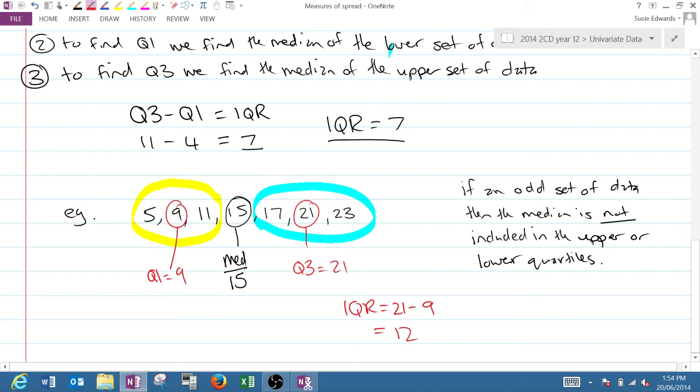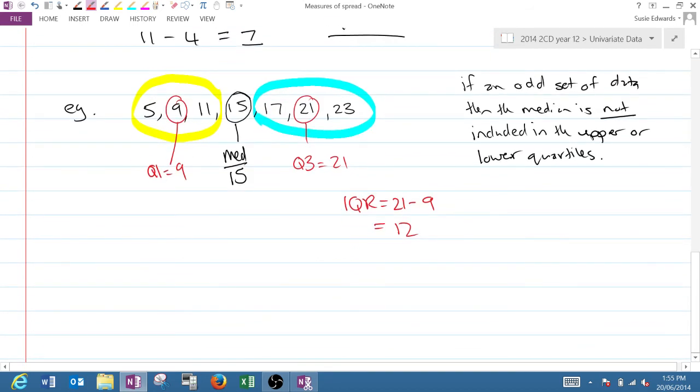Okay, last bit is box and whisker plots, so it's how we actually plot this stuff. So we won't use any more examples, we'll use the 2 examples we've got. Alright, so box and whisker plots.